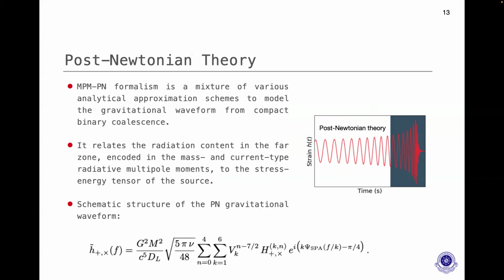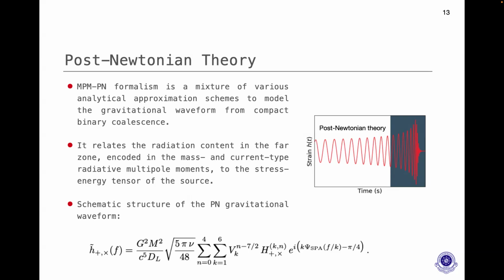Now, post-Newtonian theory is basically a mixture of various analytical approximation schemes, which relates the radiation content in the far zone to the stress-energy tensor of the sources. And the waveform in this approximation can be written as a series in v, or v/c. Now, what is v? To the leading order, you can think of this v as the orbital velocity of the reduced mass. But as you go to higher order, this notion of orbital velocity drops, and you can think of it as just a bookkeeping parameter or a perturbation parameter.